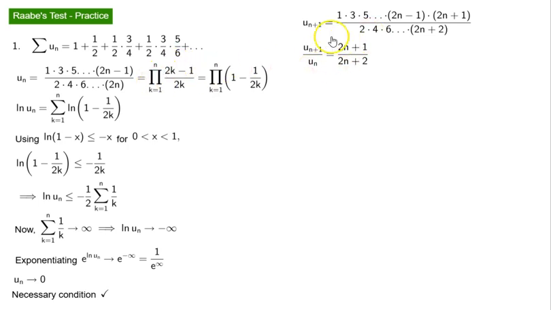Here we will be multiplying with the reciprocal. That means the even numbers and odd numbers will all get cancelled. And the only thing that will be left is 2n plus 1 by 2n plus 2. We take the limit. So limit as n goes to infinity of u sub n plus 1 by u sub n is equal to 2 by 2, which is equal to 1. And we know that the ratio test of D'Alembert is inconclusive when the limit of the ratio is equal to 1. So we can't say anything about convergence or divergence, which means this is where Raabe's test comes into the picture.